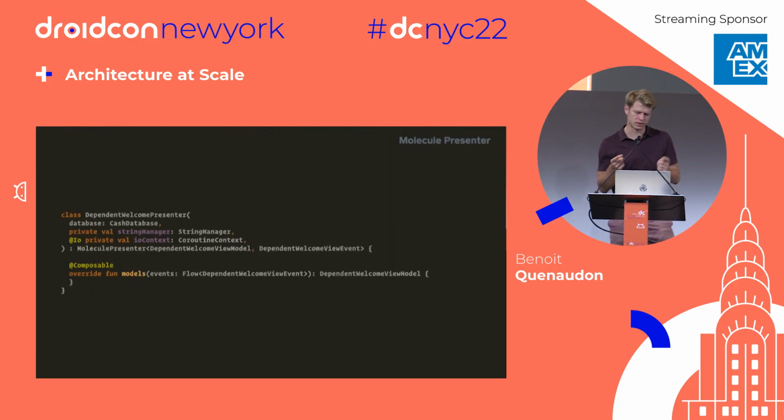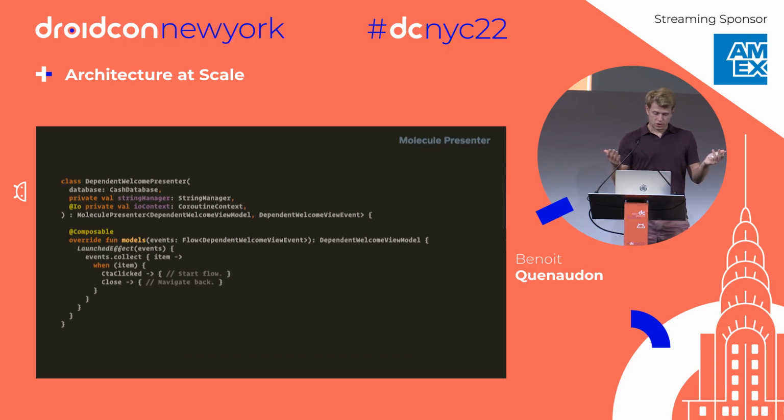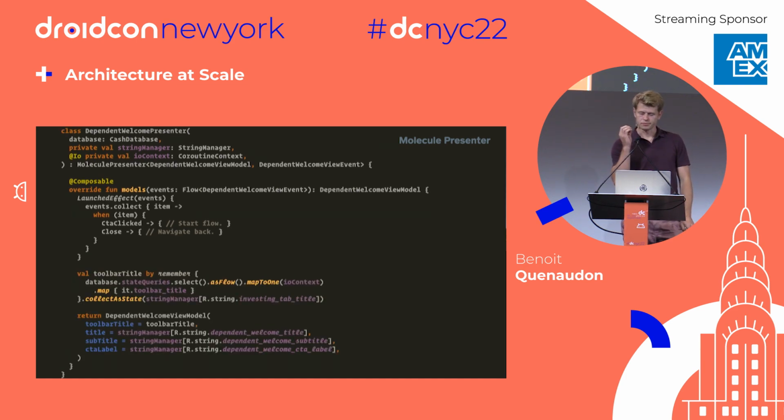So the presenter we saw earlier as an observable transformer, now in a Molecule presenter would be something like this. We again inject what we need to inject. We hook up the events. It's now a basic when statement on the type of the event. If it's a click on the CTA, we start a flow, otherwise we can navigate. We remember to start a flow on the database, and we obviously don't want to create a new flow for every composition. We collect state with a default value, and a simple return statement at the end.